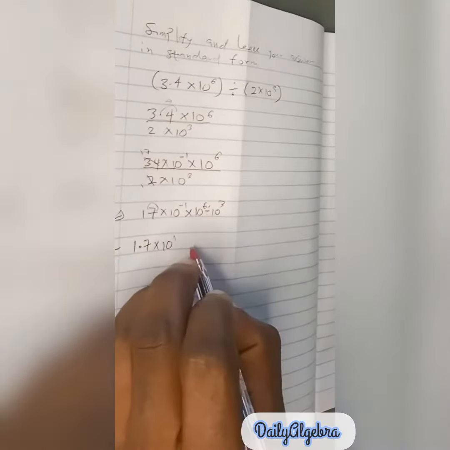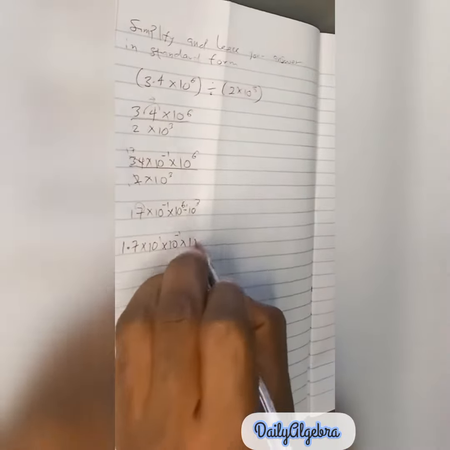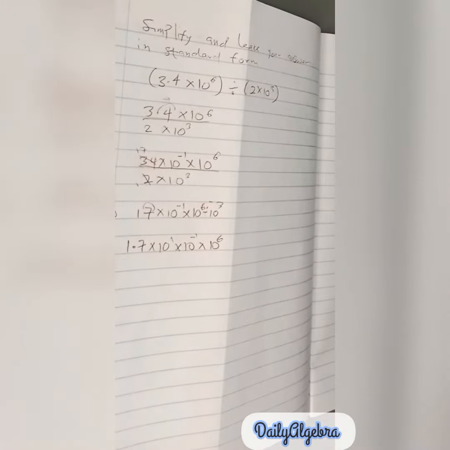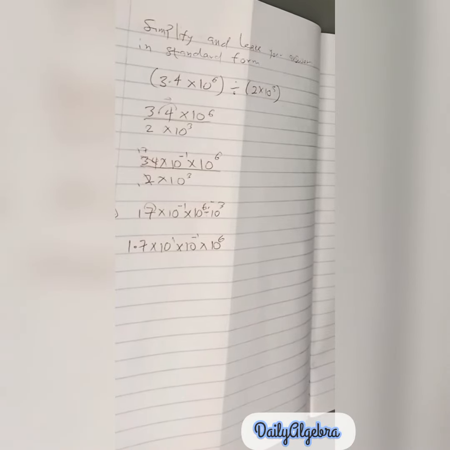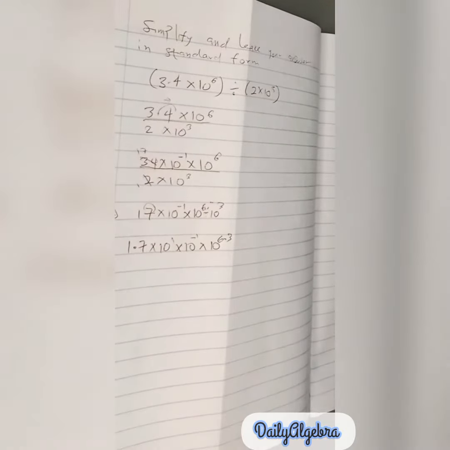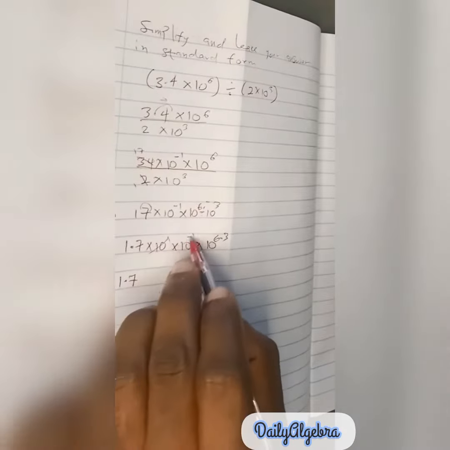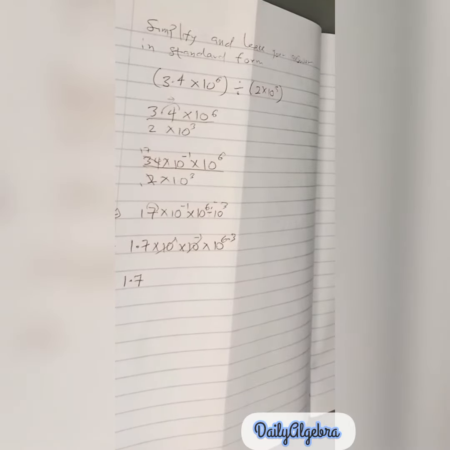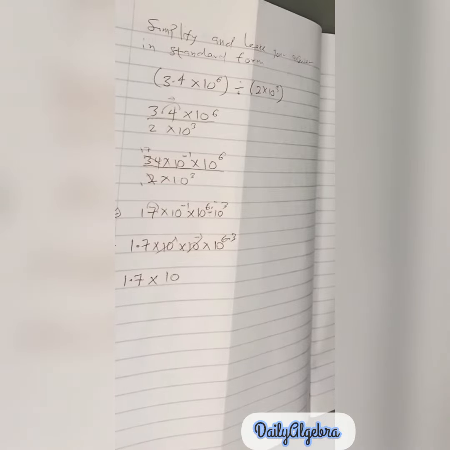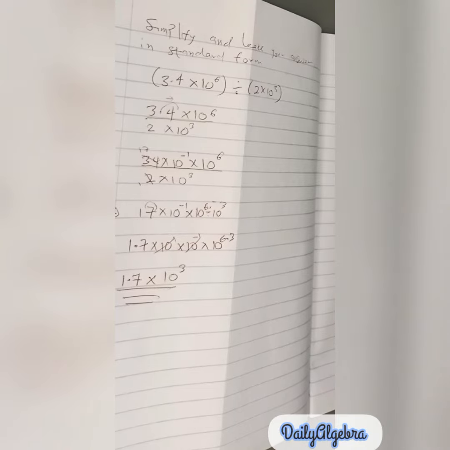Now we have times 10 exponent negative 1 times 10 exponent 6. This will be minus because of the division of the same base. So 6 minus 3 will be here. We have 1.7. This can cancel that. Then we are having times 10. 6 minus 3 is 3. Hence, your answer. Thank you very much.